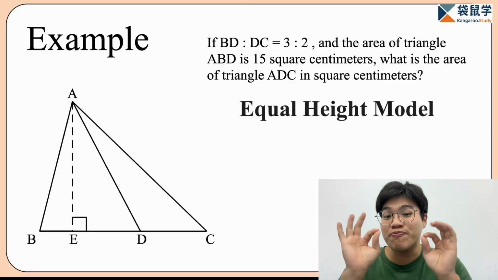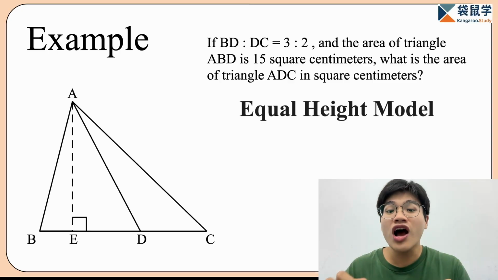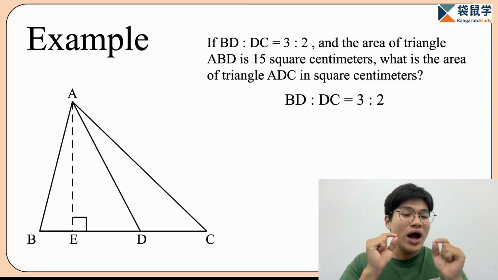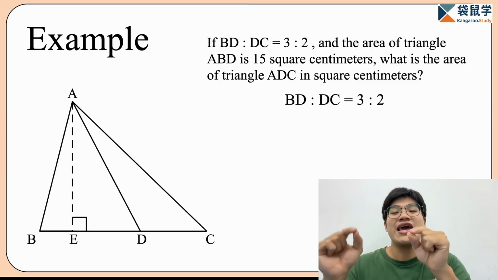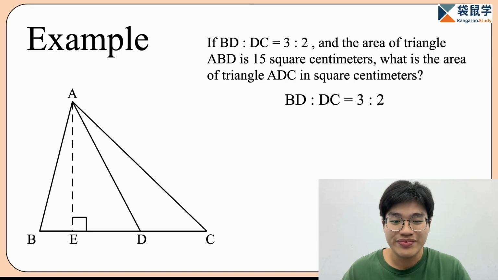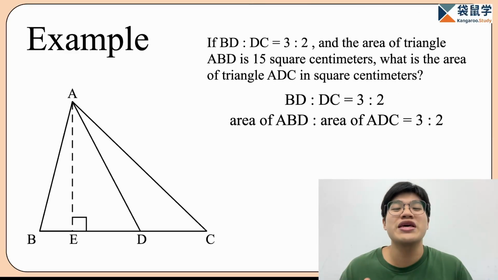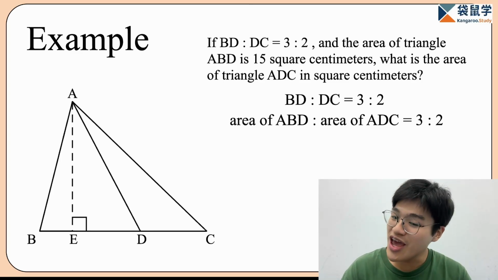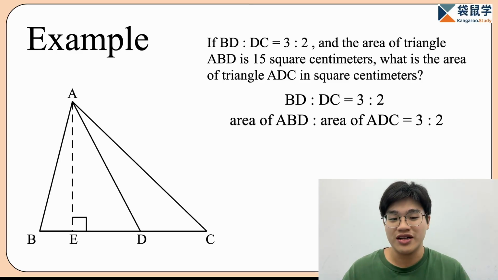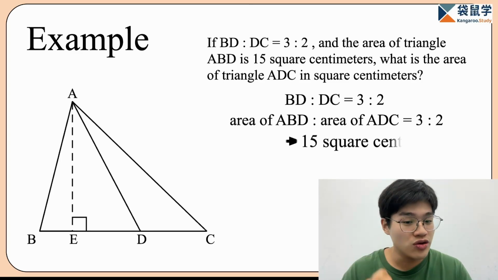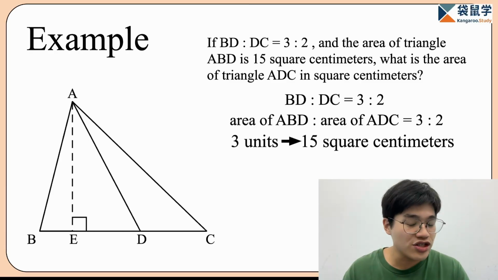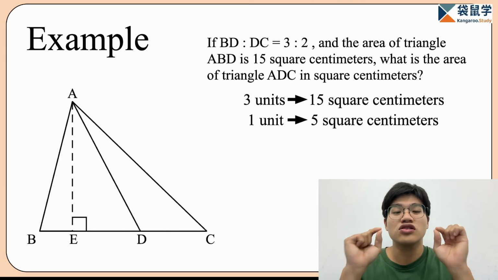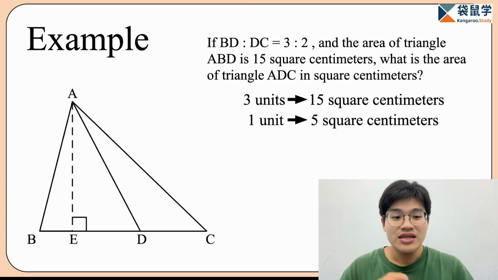Knowing that the ratio of the bases is 3:2, the ratio between the area of triangle ABD and triangle ADC will also be 3:2. And knowing that the area of triangle ABD equals 15 square centimeters, let's take it as 3 units. With this information, we can know that each unit is 5 square centimeters.